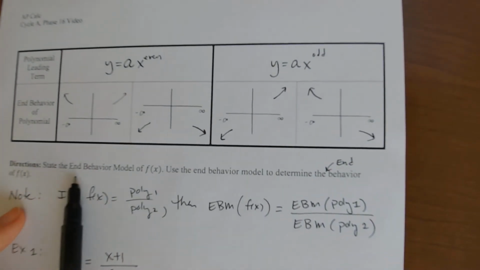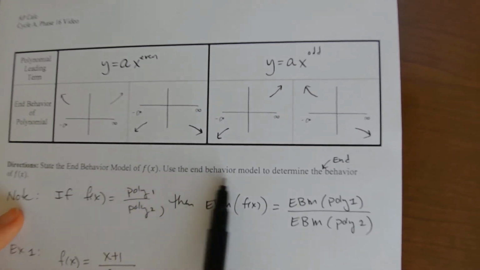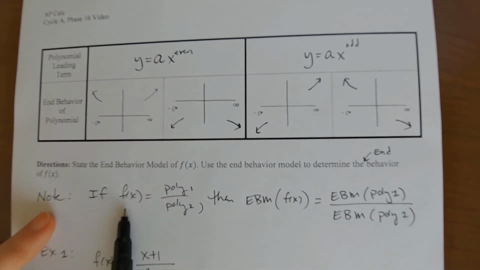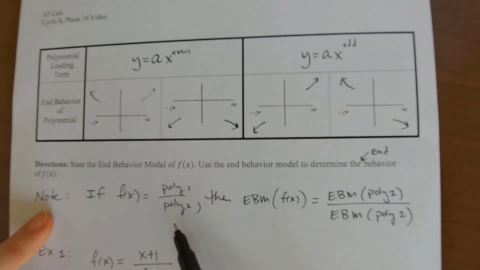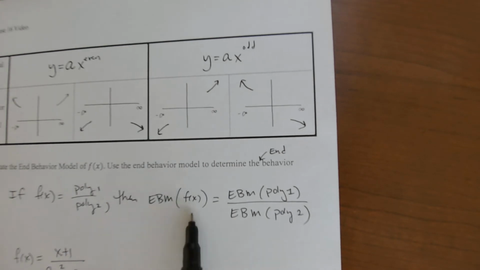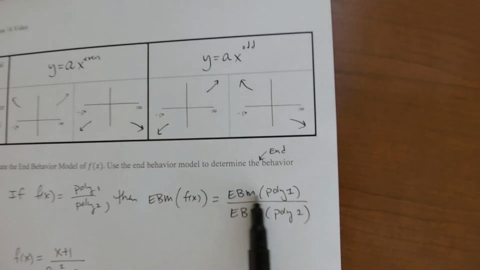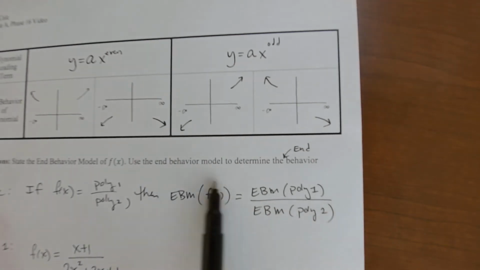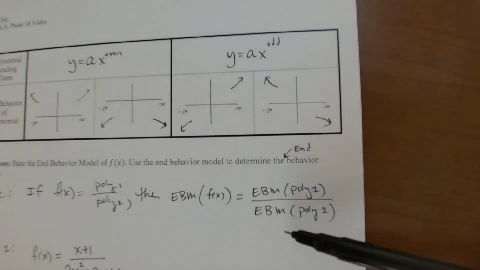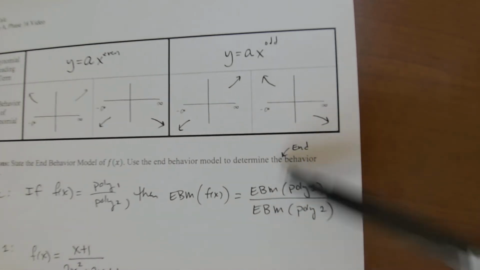Now, the directions are: state the end behavior model of f of x, then use the end behavior model to determine the end behavior of f of x. Note this, guys. If f of x is of the form a polynomial divided by another polynomial, then the end behavior model of the whole function is equal to the end behavior model of the first polynomial over the end behavior model of the second polynomial. So the end behavior model of the whole thing is this fraction with the end behavior models of the top and bottom taken.